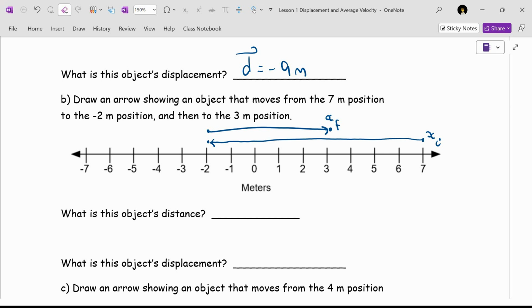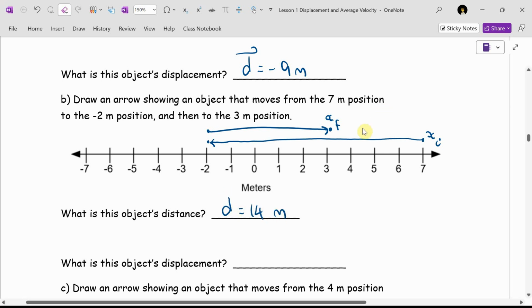Ben, I saved this one for you. What's the object's distance? Let's see. It goes from 7 to -2. That's 9. And it goes from -2 to 3. That's 5 more. And I'm showing how you can calculate it instead of just counting one. I've seen some people counting, and that's fine. But I showed you, if you break it up into chunks, you can do a little addition. I agree with you. The D is going to be 14 meters.